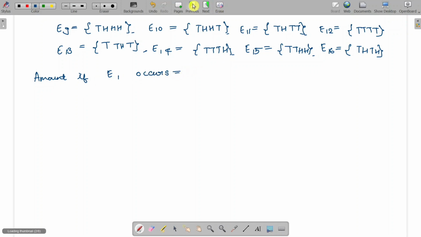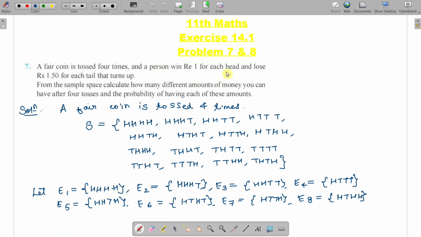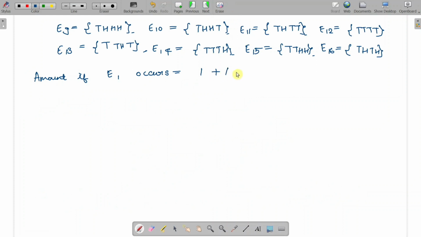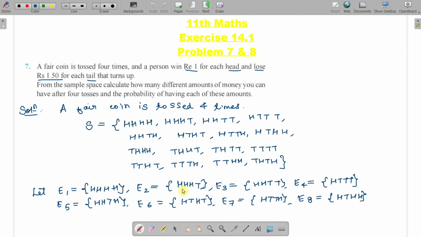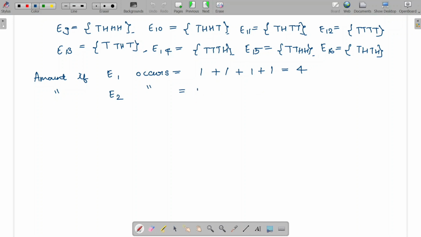Amount if E1 occurs will be what? So E1 is HHHH. So if you get head, then you gain 1 rupee, and if you get tail, you lose rupees 1.50 paise. Okay, so in the event E1 you have 4 heads, so that means you'll get rupees 1 plus 1 plus 1 plus 1, which is 4. Then amount if E2 occurs, you'll get rupees 1, 1, 1, and you will lose 1.50 paise, so 1 plus 1 plus 1 minus 1.5, which is 1.5.